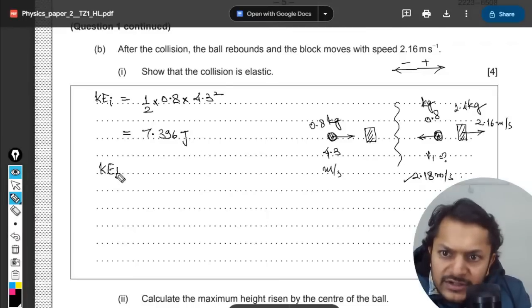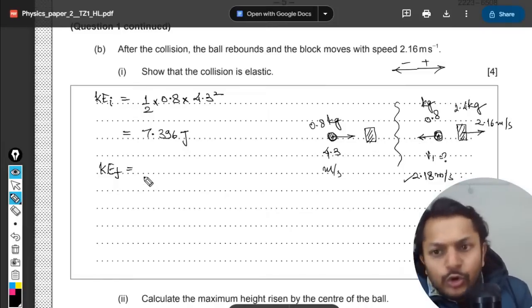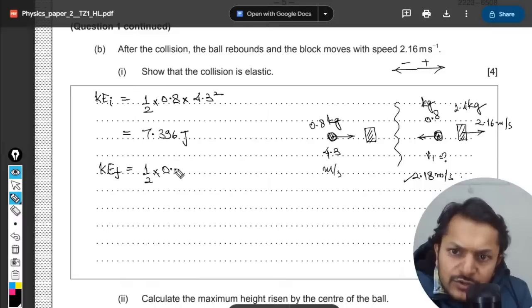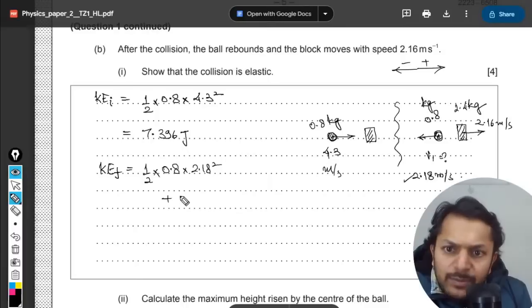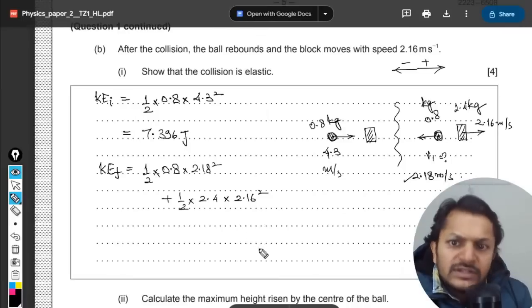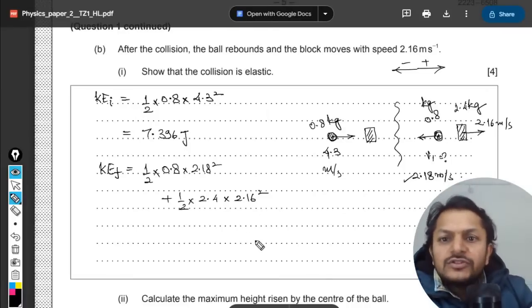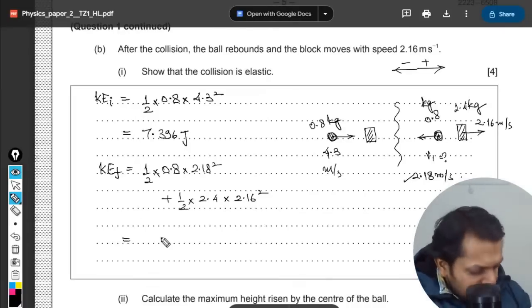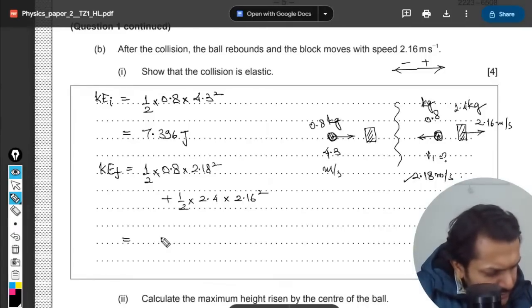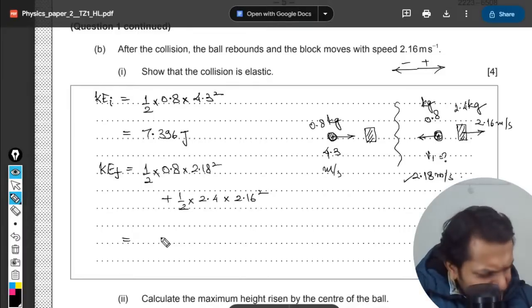And what is the kinetic energy final? Final, we would be taking both. Kinetic energy is a scalar quantity, so it doesn't matter whether the body is going in the positive direction or the negative direction. So half into 0.8, and the velocity is 2.18, plus half into mass 2.4, and the velocity is 2.16 square. We have to see if these two values are coming out to be equal or not. Let us see.